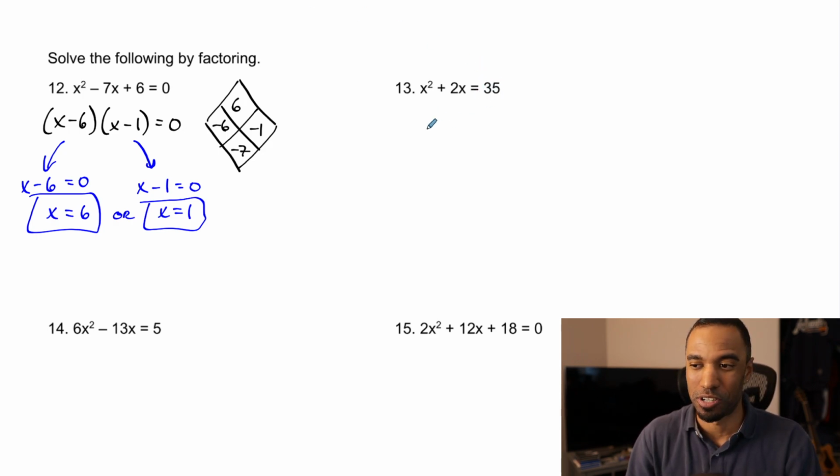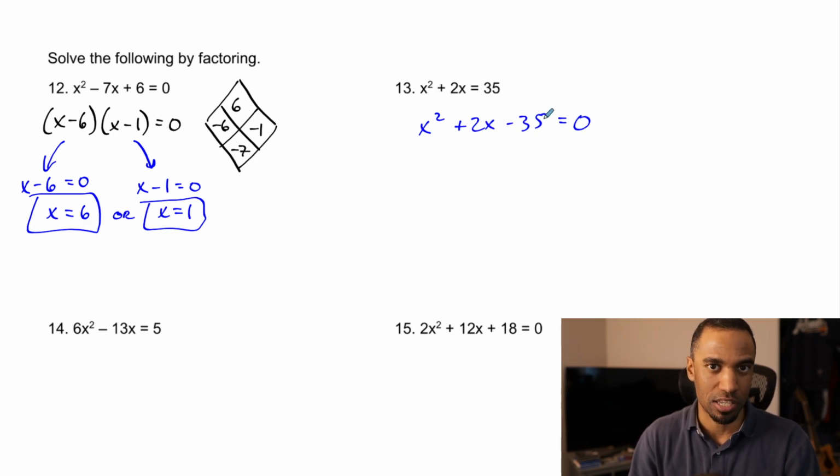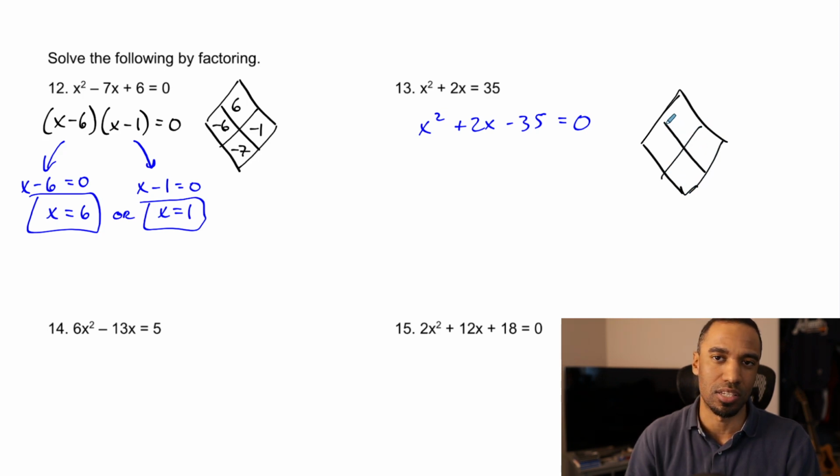Let's make it 0 first. Set this equal to 0 to begin with. Subtract 35 over, and then check, is there a greatest common factor among all your terms? No. So you play your factor game. What two numbers multiply to make negative 35? You'll notice when I did this, I never draw this diamond. I'm giving you the visual so I can ask the question out loud, because I know some people just need this. What two numbers multiply to make negative 35 and add to make positive 2?